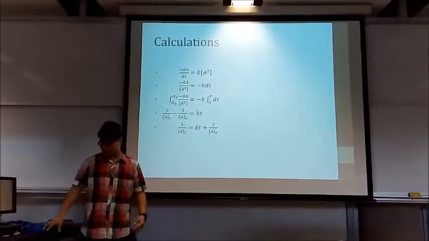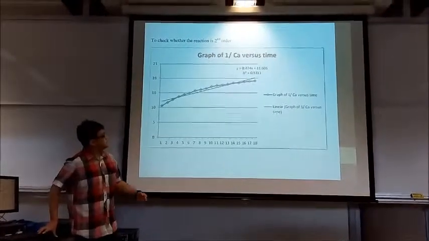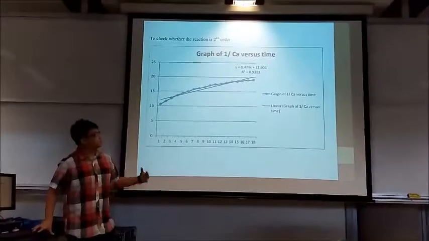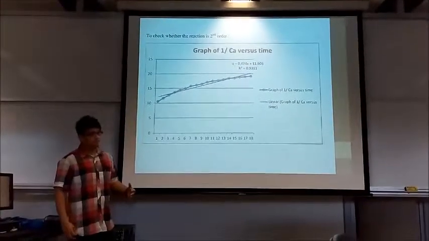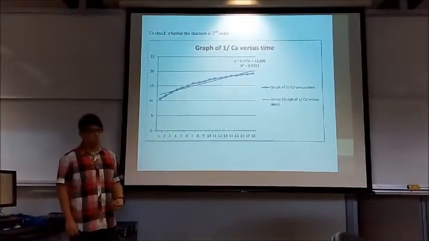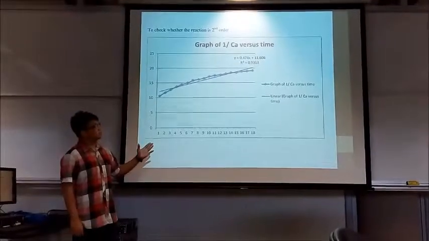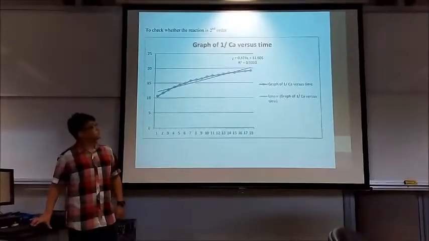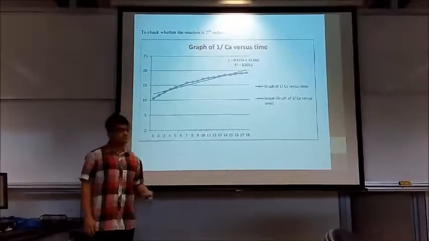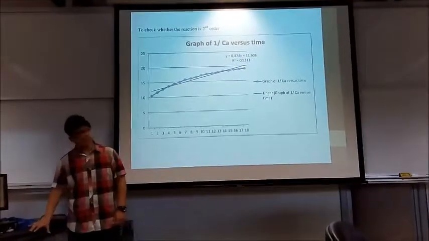But before that, I would like to show you some graphs. Based on the three graphs, the most linear graph that we obtained is the graph of 1 over Ca versus time. As we need to find the order of the reaction, we need to find the most linear graph, and comparing with the previous graphs, we can see that 1 over Ca versus time is the most linear. So we can say that the reaction is second order.